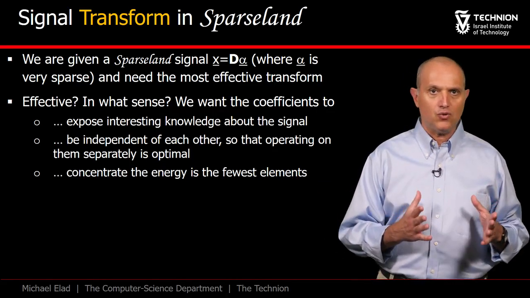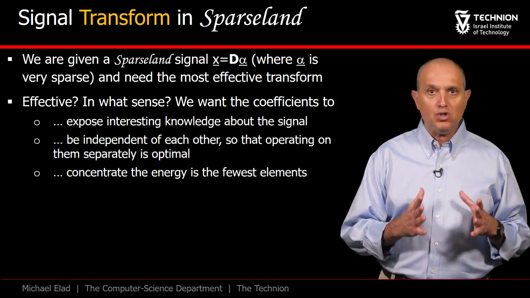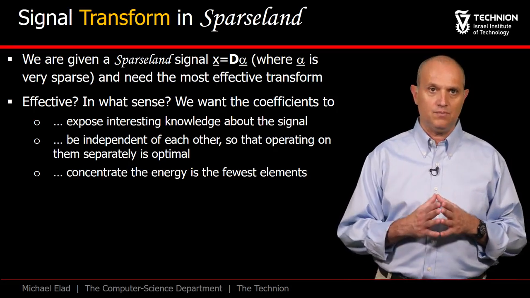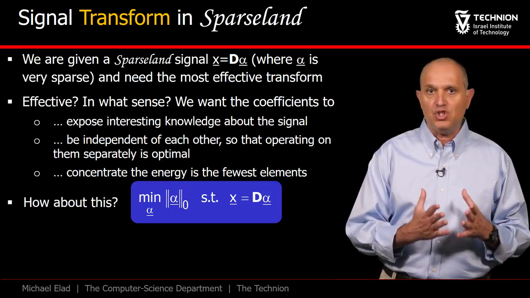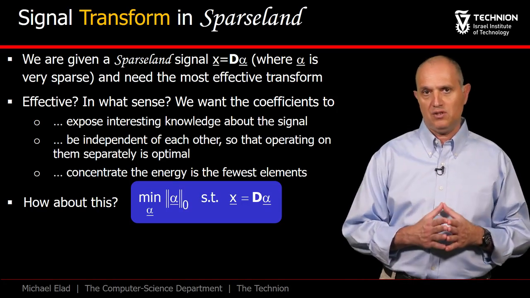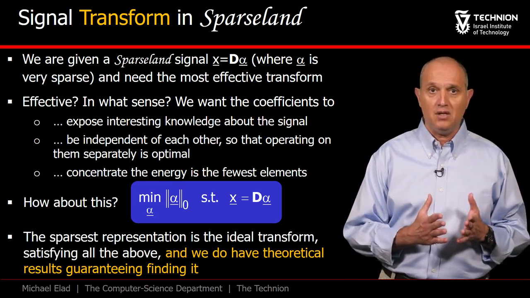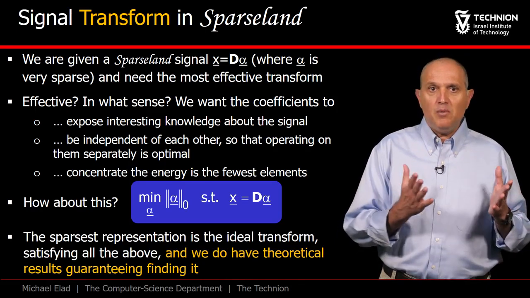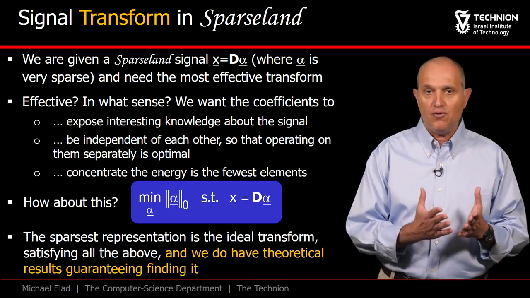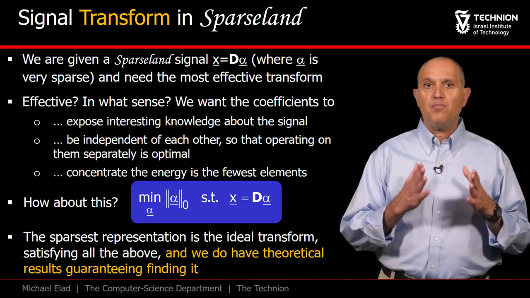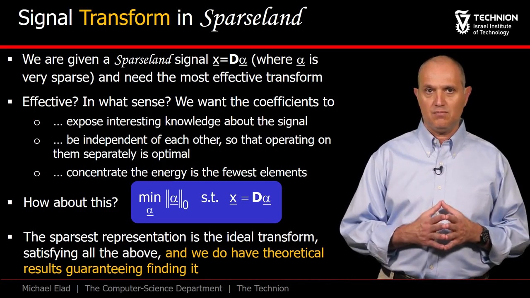An ideal transform would lead to a set of independent coefficients while concentrating most of the energy in as few of them as possible. Well, think about it. What could be better than the vector alpha itself, which generated X, as the transform coefficients? It is the sparsest possible explanation of X. Its elements are independent, and beyond these, it will be found by solving this problem for which we have algorithms and some theoretical guarantees for their success. So we have the perfect answer to the quest for transforms for SparseLand signals.